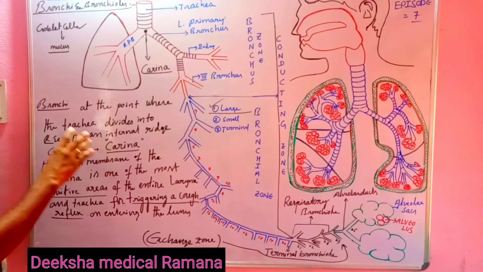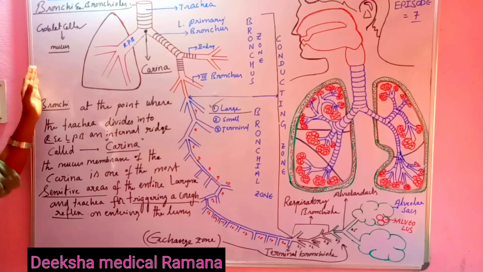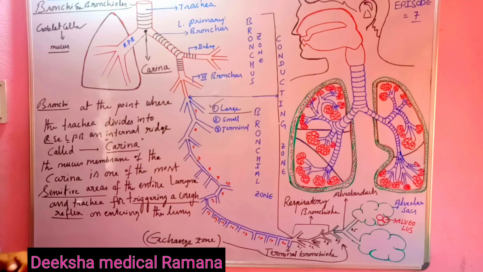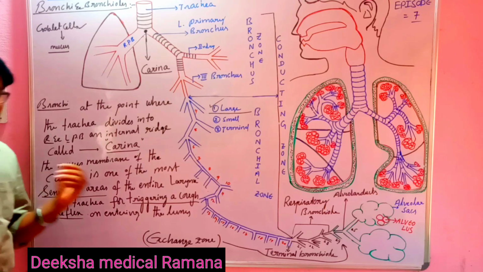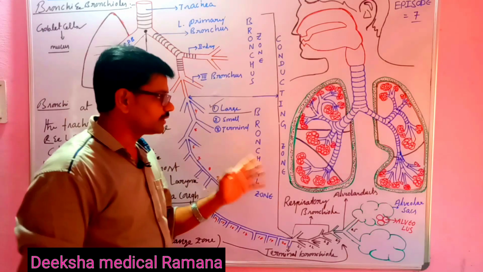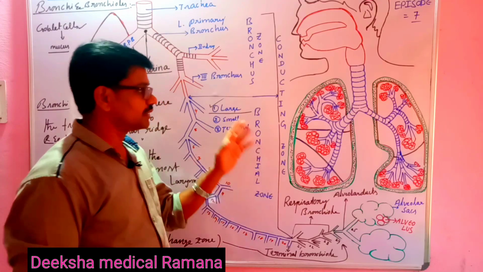Let's see the next part of the respiratory system in the next episode, regarding the human respiratory organs. What are the main and chief respiratory organs in human beings? The lungs.